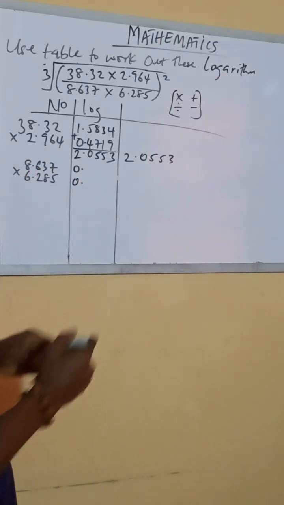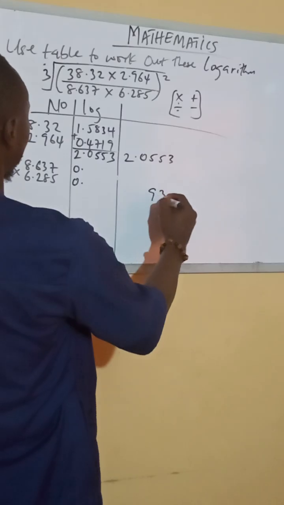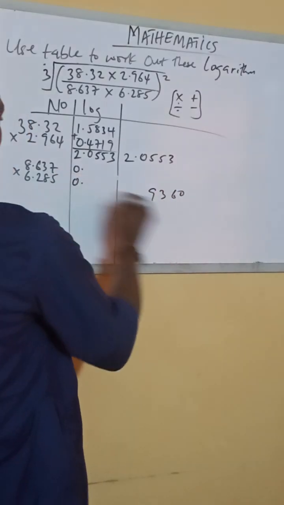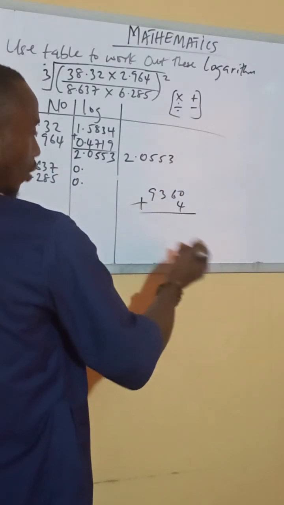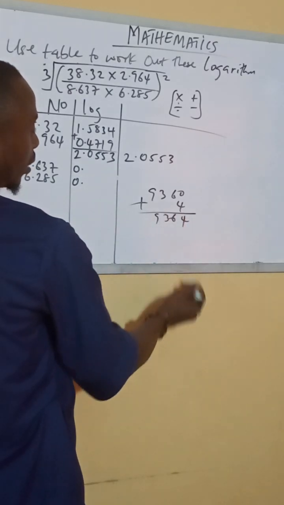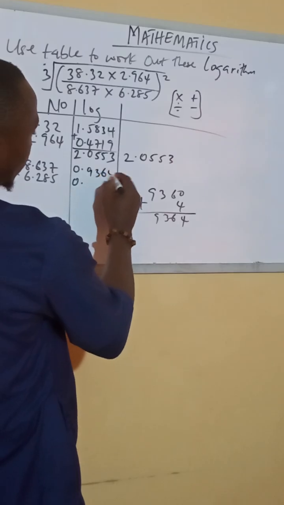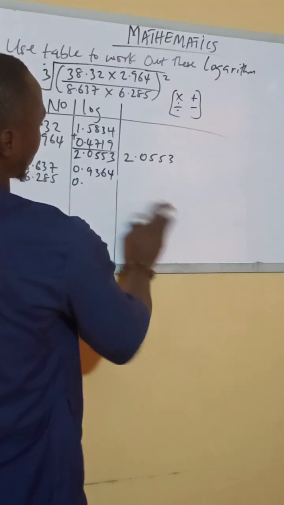So look for log 86 under 3, difference 7. Log 86 will give us 9360. Difference of 7 will give us 4. So we add this together, we have 4 here, 6, 3, and 9. So this is what we are bringing here, 9, 3, 6, 4. We are done with this.